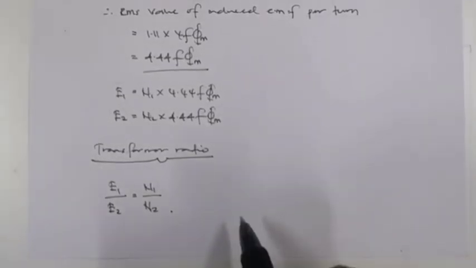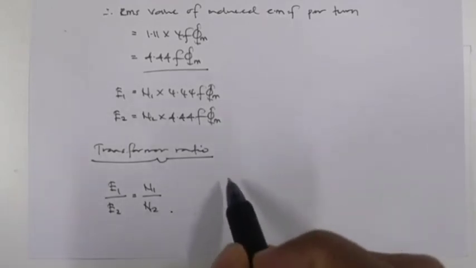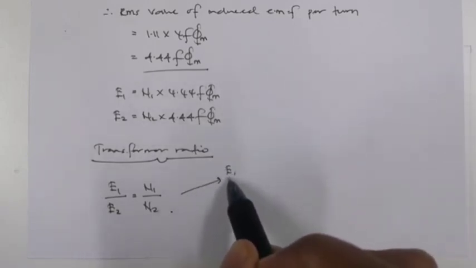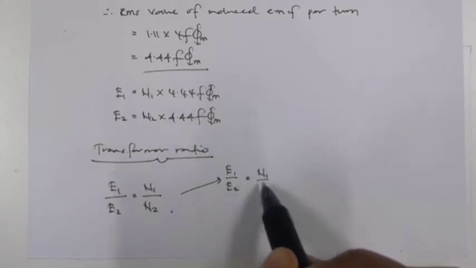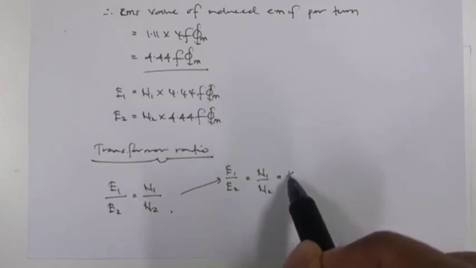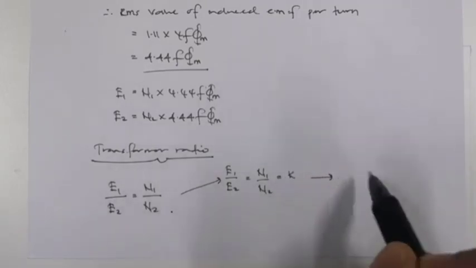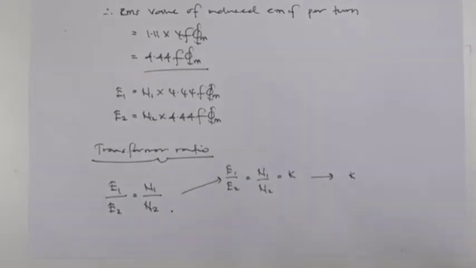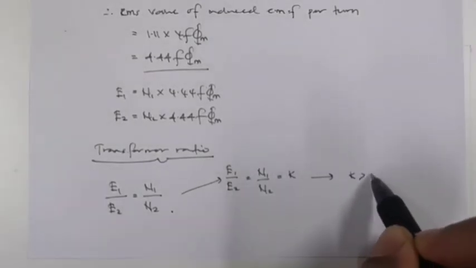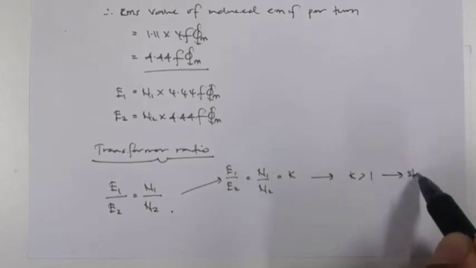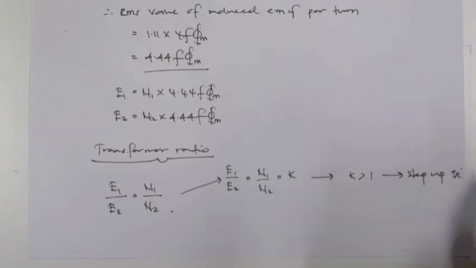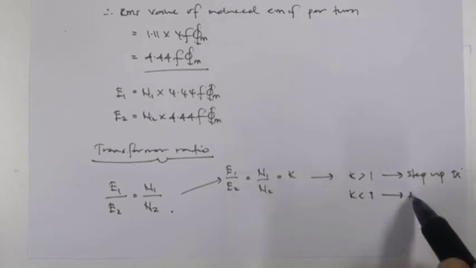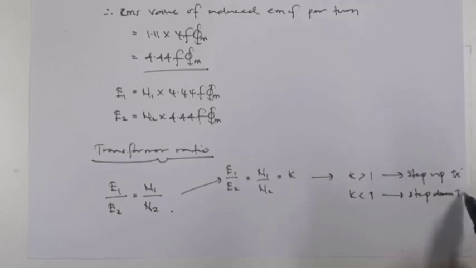Okay, untuk menentukan sama ada transformer itu adalah step up ataupun step down, kita boleh tentukan melalui nisbah tersebut. Kita letakkan nilai pemalar itu sebagai K. Sekiranya nilai K adalah lebih besar daripada 1, maka ia adalah step up transformer. Dan sekiranya K less than 1, maka dia adalah step down transformer.